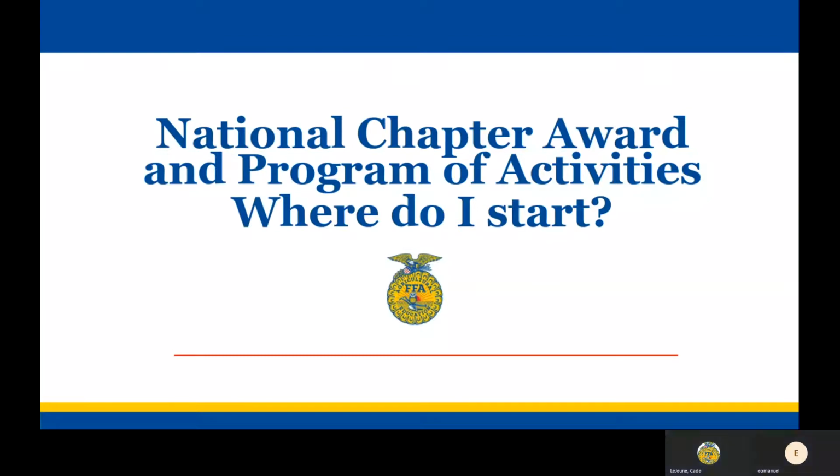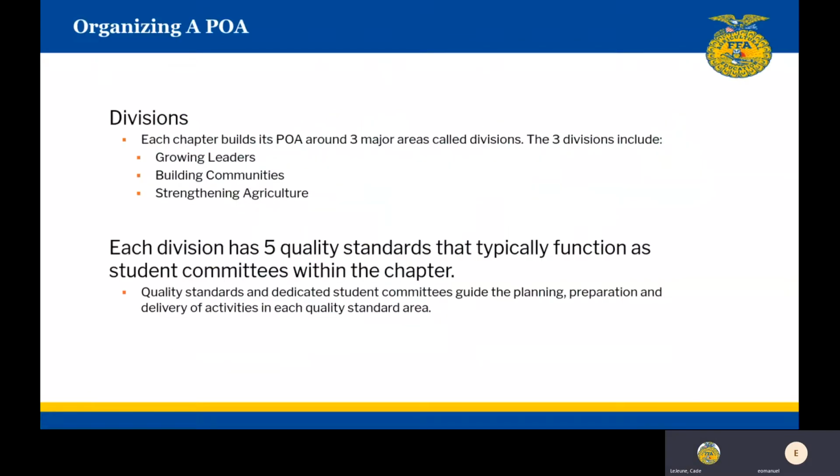Okay, great. So this PowerPoint just goes through a little bit of where to start with your program of activities, and then more specifically about how to go about writing Form 2 of your National Chapter Award. And so to introduce that, with organizing your program activities and then leading into your National Chapter application, you'll need to be familiar with the divisions and quality standards.